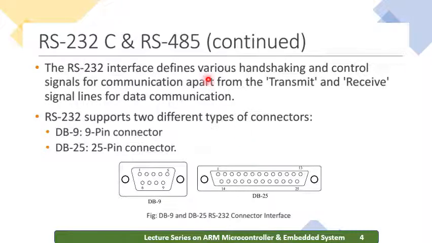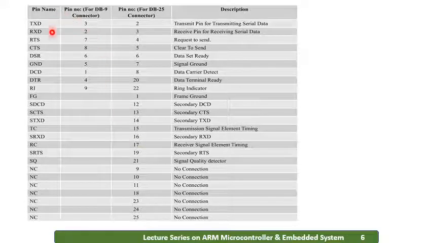RS-232 implements various handshaking and control signals for the communication, apart from the transmit and receive signals for the data communication. RS-232 comes with two types of connectors. One is called DB9 and the other is DB25. DB9 has 9 pins, whereas DB25 has 25. This 9 pin connector, DB9, we have used in our ARM lab to have communication between the ARM kit and the processor.